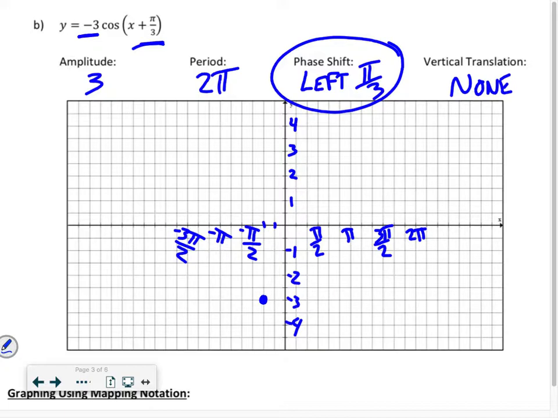Now my period is 2 pi. So from that point, I'm going to go to 2 pi, which is really just 2 squares back from the end. Okay, the end was 2 pi. If I go 2 squares back from that, because I've made a good scale, I'm going to be able to find my 2 pi away. So I'm right here. Now this time, if I cut it in half, I have to go up twice the amplitude because it's a cosine graph.